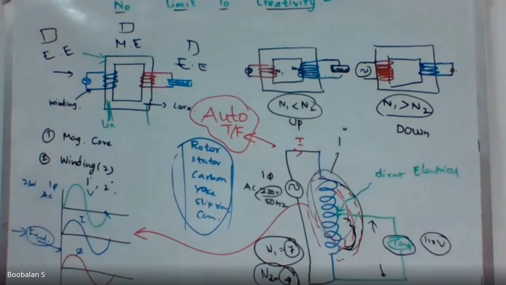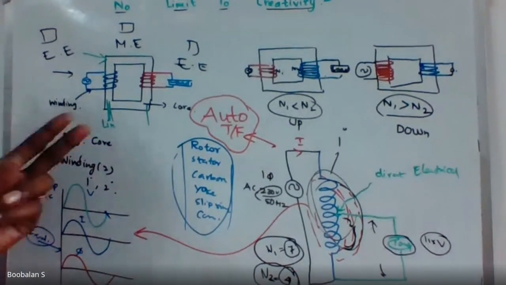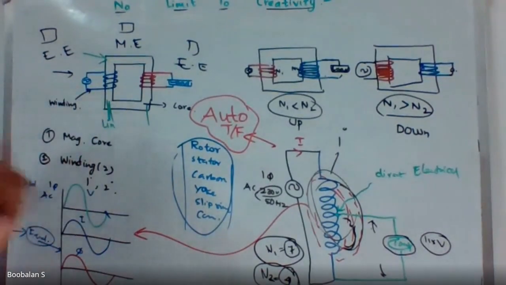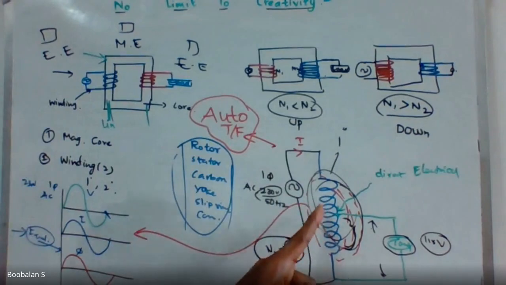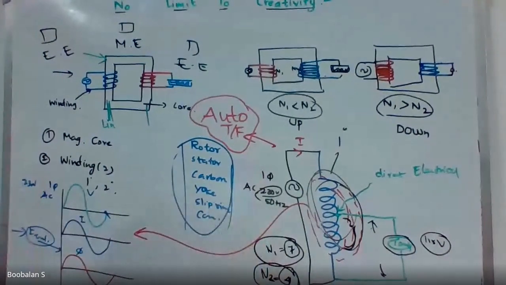Concept is very easy. So normally in a transformer, ரெண்டு winding ஒரு core இருக்கும். But in an auto transformer we'll have only one winding. The same winding now acts as a primary as well as secondary, right?